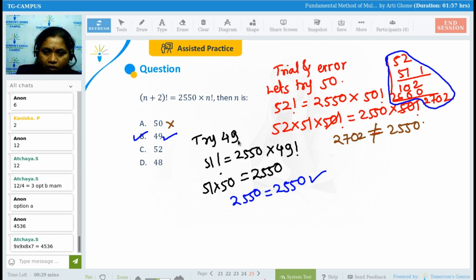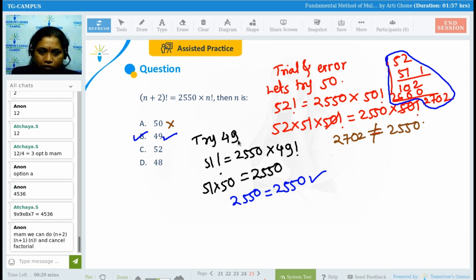Clear? So it may be that this question will be asked in an integer type, so you have to solve only. If the options are not visible to you in the question, then you have to solve only. Can't guess the answer. Can we do n plus 2, n plus 1? Yes, that is the only resolution.